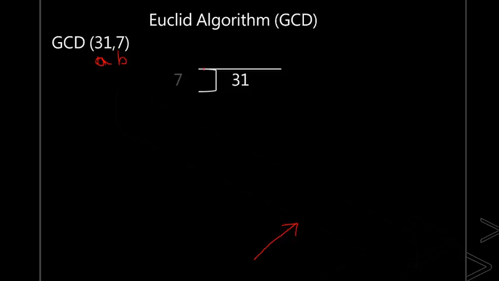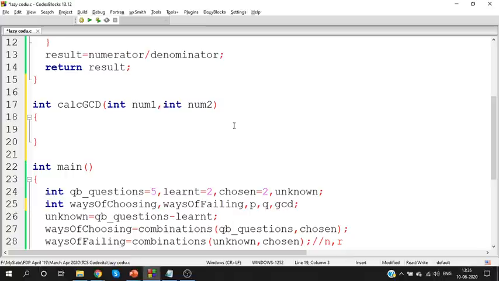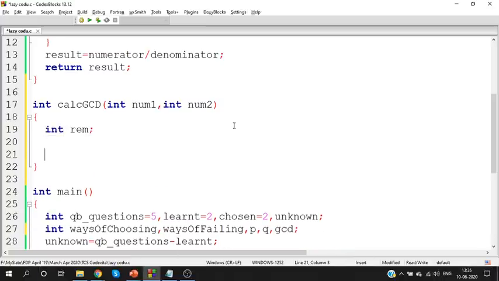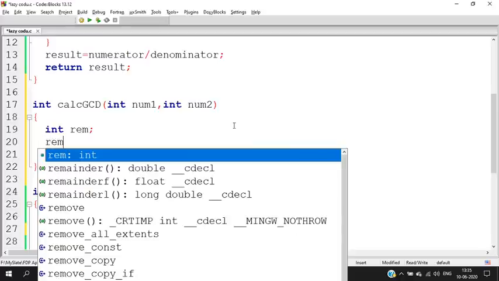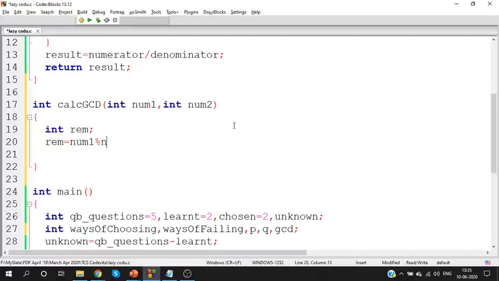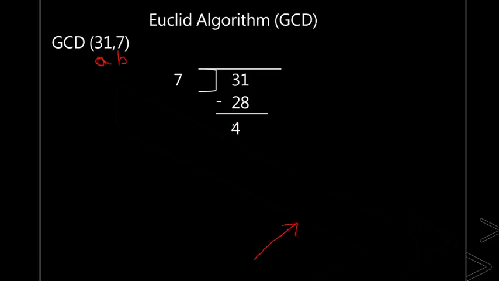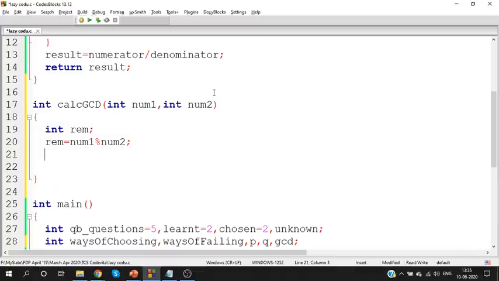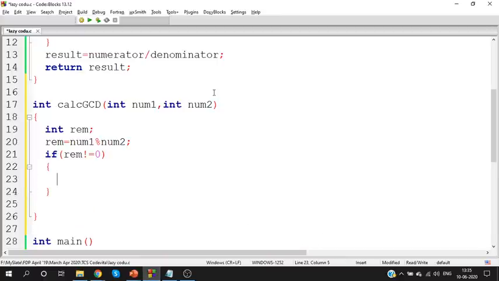So what are we doing here? We are dividing A and B. When we divide, what is important for us? The quotient part or the remainder part? We are focusing only on the remainder part. So divide the two numbers and get the remainder. Have a variable named remainder. So remainder is equal to num1 modulus num2. Now when you divide them, you'll get the remainder. What should you check? If your remainder is not equal to 0, what should you do?